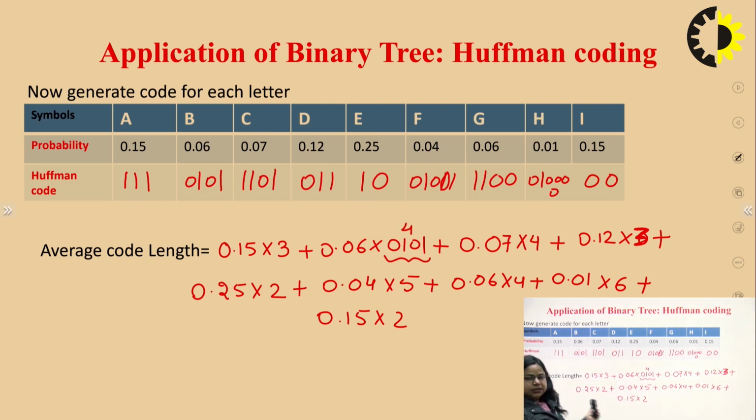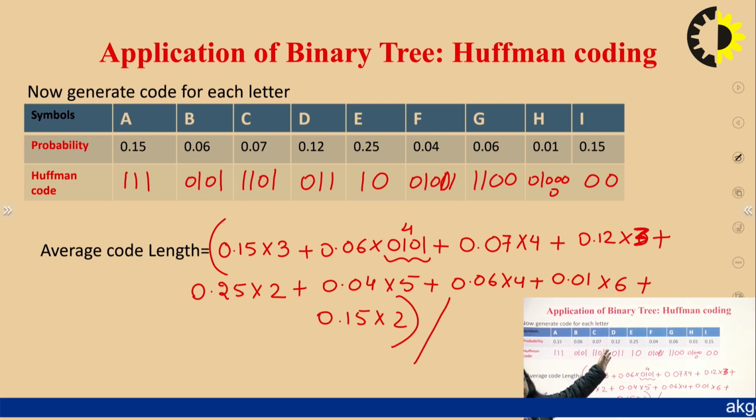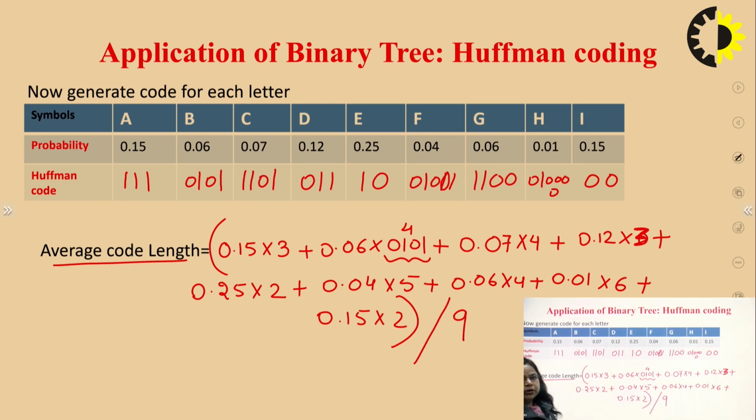After generating this length, what we need to do is divide by the total number of characters, right? In this case we can find that in the given forest we have characters from A to I, right? 1, 2, 3, 4, 5, 6, 7, 8, 9. So we have 9 characters, and in this case we have to divide it by 9. So finally we get the average code length, right? This is the way we generate the average code length.